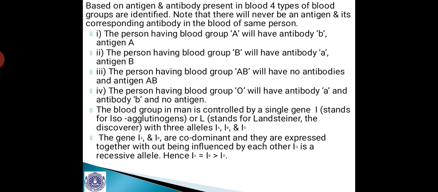The blood group in man is controlled by a single gene, that is I, which stands for isoagglutinogens, or L, which stands for Landsteiner, the person who discovered it, with the 3 alleles IA, IB, and IO. The genes IA and IB are codominant, and they are expressed together without being influenced by each other.